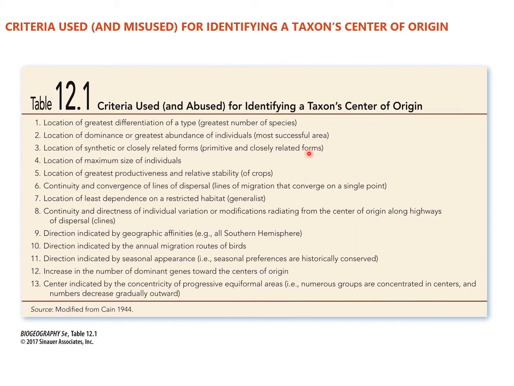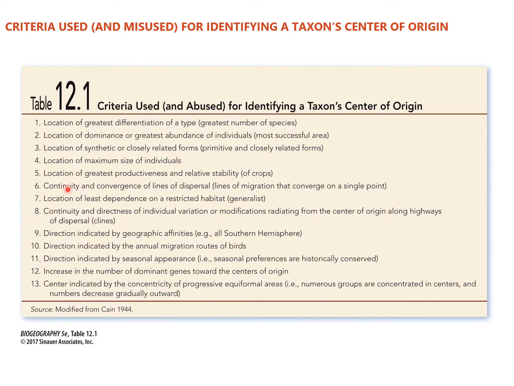So if you're using, and I think this was probably the problem, is that people would use just one or two of these and basically say, okay, here's where most of the species are, so this must be the center of origin. And that's usually not the case. Not any individual one of these is going to necessarily indicate that that's where a species or a group of species originated.